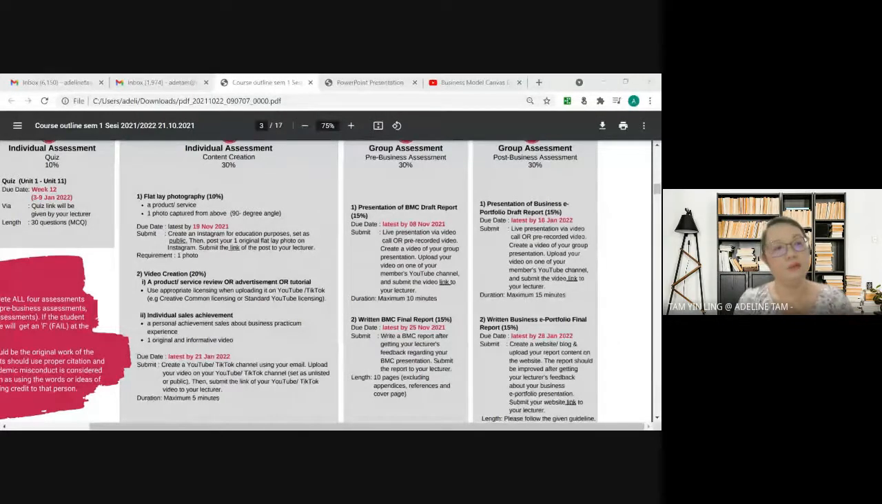Or you can do an advertisement. You can see a lot of advertisements on TV or on YouTube channels. You can prepare an advertisement, and in that advertisement, you try to do promotion for a product. Or you can do a tutorial. For example, you want to sell cream cheese, so you prepare a tutorial of using that cream cheese to make a cake, just for example.